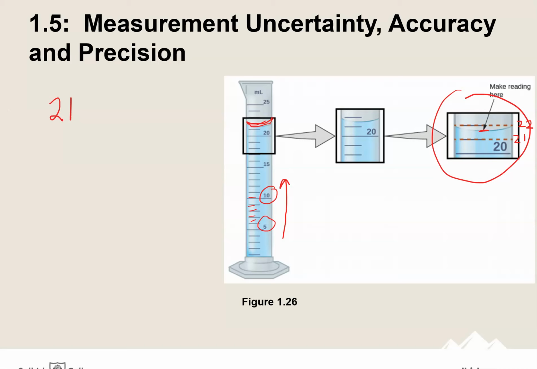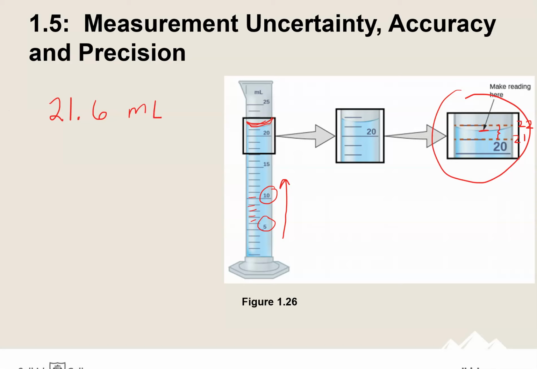Now, I won't be able to say for sure what the next digit is, but I'm going to mentally subdivide that gap between 21 and 22 into tenths and estimate the next digit. I think it's a little more than halfway up between the 21 and the 22. I'm going to estimate that that's 21.6, and we always put a unit, 21.6 milliliters.